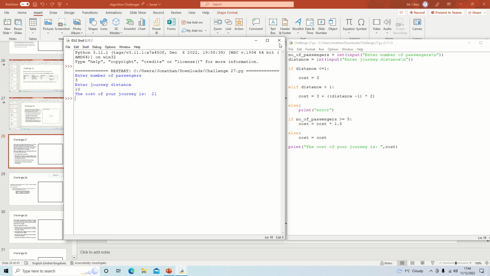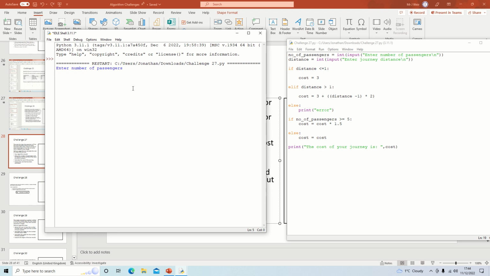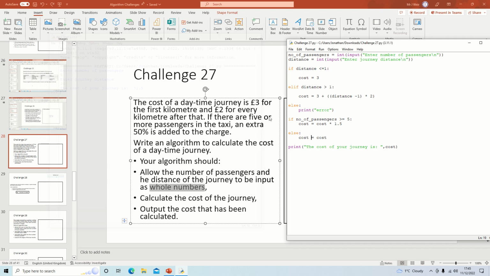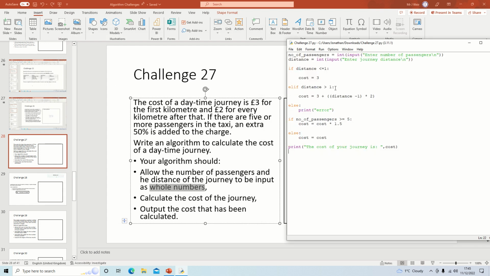And it is. And the last one, we're going to run a test to see whether it works with 5 or more passengers. So we're going to do 5 passengers, 10 kilometres. Now this time it should add an additional 50%. So if it's £21, it should add an additional 50% of that, which should be additional 10.5 added on. So we should have 31.5, which is correct. So now we know that that algorithm is fully functional. So hopefully by structuring it in this format, it makes it easier for you to see.